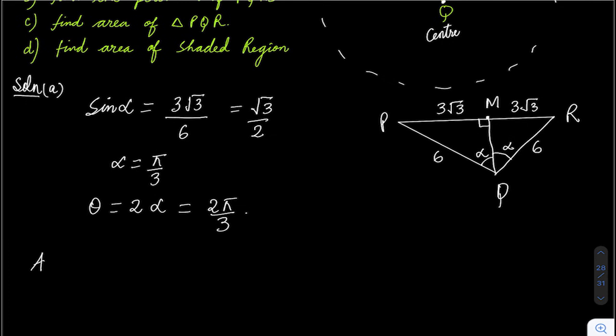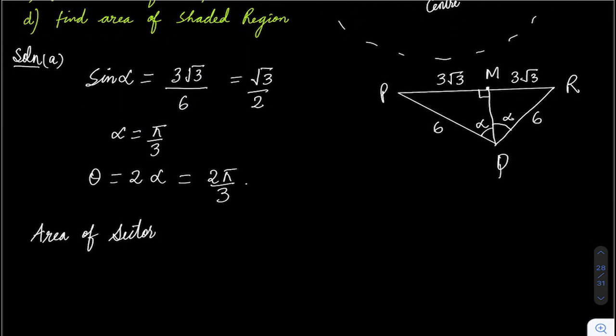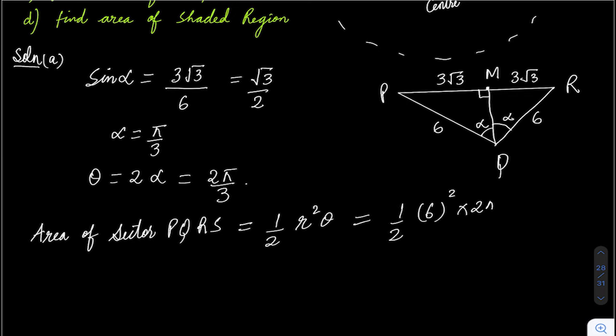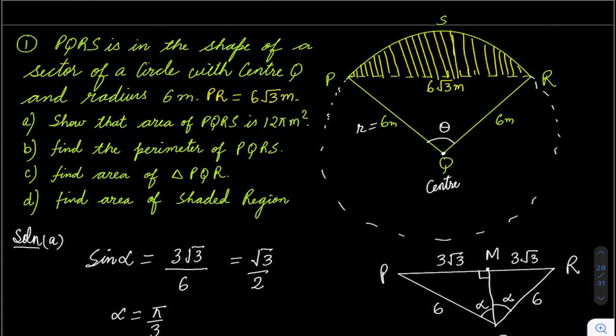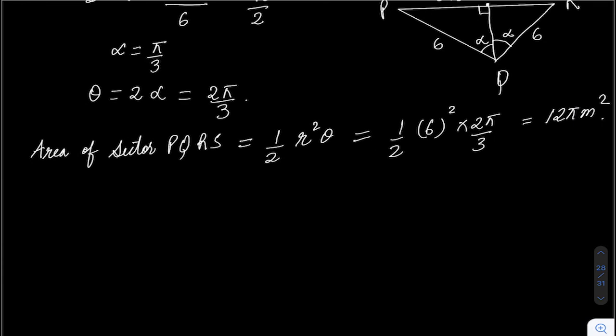Now if you have the angle, the area of sector PQRS will be nothing but half r square theta. Theta is in radians. So half, 6 square into 2 pi by 3, and this is 36 by 2 into 2 pi by 3, that is 12. So 12 pi meter square. And I think this is what we have to prove. Okay, done. So area of sector PQRS is 12 pi meter square.